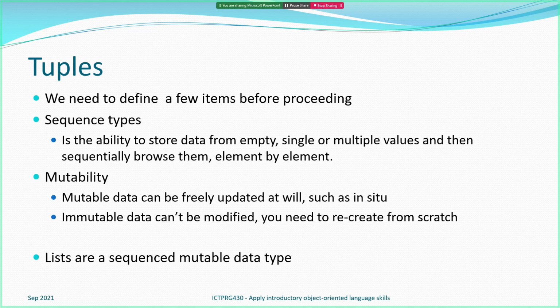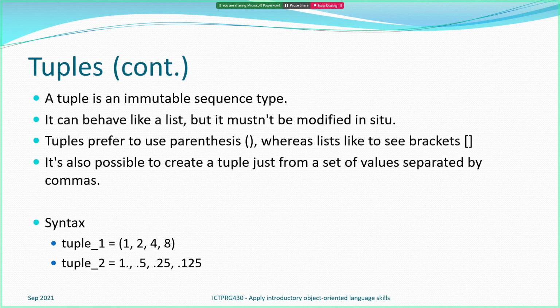So we need to be able to know the difference between the two. And remember, a list is a multi-value variable. A tuple is the same except for one major difference. We can't modify the values or the elements within this storage system. So once it's defined, that's its values.